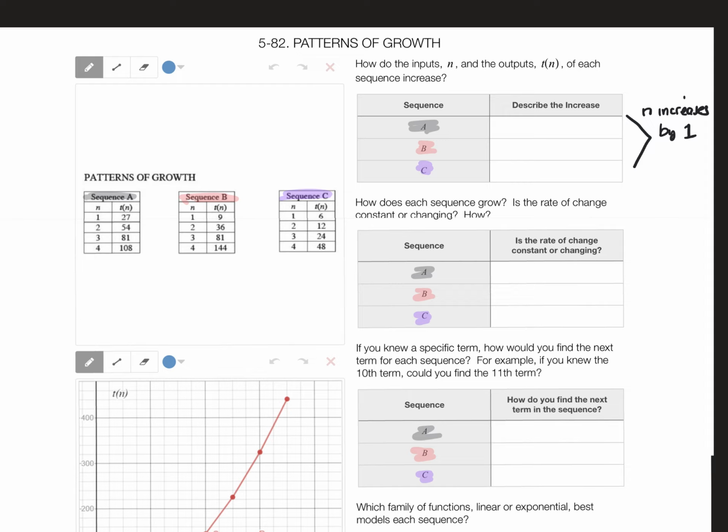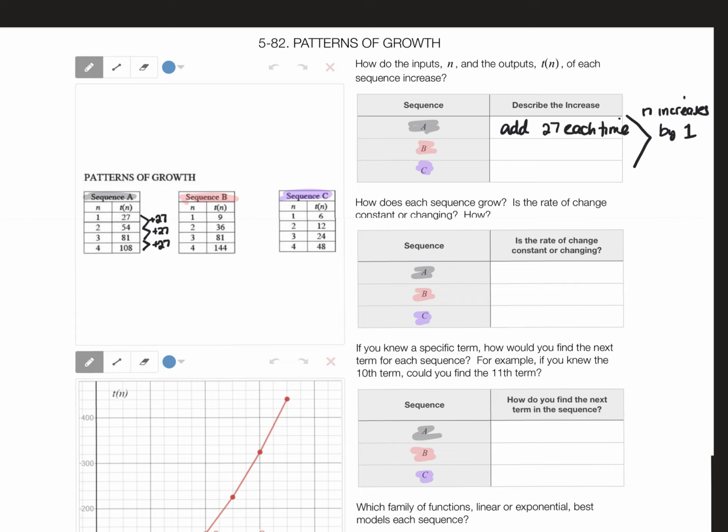Now, as far as t of n, our outputs, how are they increasing? Well, if we look at sequence A, you can start thinking about, and you can draw on these, all right? So what would you have added? I always start with adding. What would you have added to 27 to get 54? In this case, that would have been plus 27. If I add 27 to 54, do I get 81? Yep. And if I add 27 to 81, do I get 108? I sure do. So we're adding 27 each time.